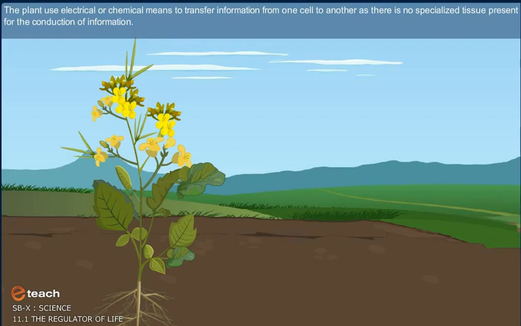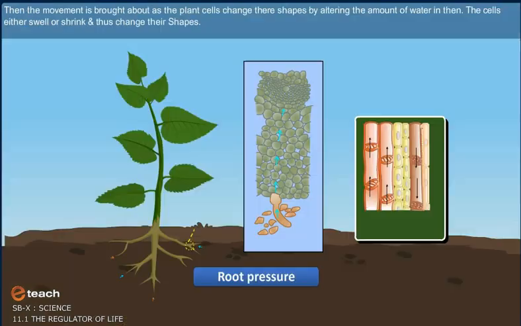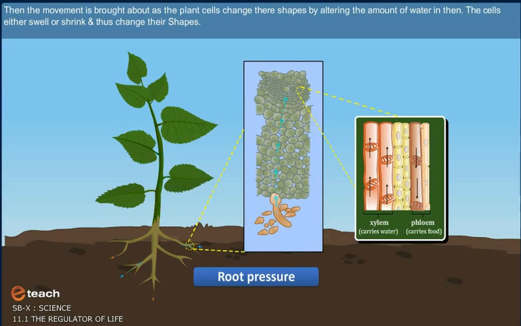The plants use electrical or chemical means to transfer information from one cell to another, as there is no specialized tissue present for the conduction of information. Then, the movement is brought about as the plant cells change their shape by altering the amount of water in them. The cells either swell or shrink and thus change their shapes.